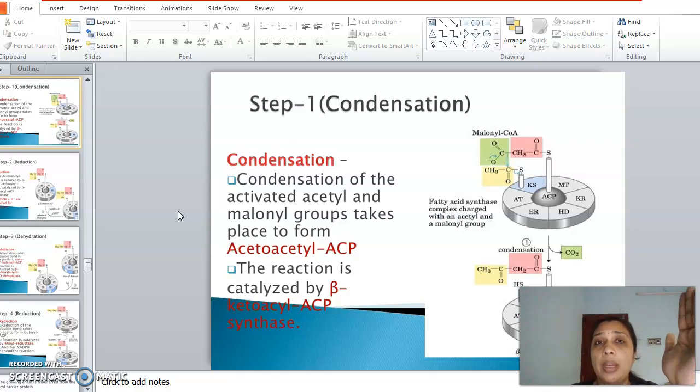That is, they work in an independent manner, but the product will not be leaving the fatty acid synthase. Once it is formed, it is immediately channeled to the next enzyme activity, right? So the final product only will be coming out of the fatty acid synthase complex. Only after the C16 palmitic acid is formed will it be liberated. Otherwise, at the end of each cycle, it will be taken to the next step without coming out of the enzyme molecule, right? And there are 7 enzymes participating.